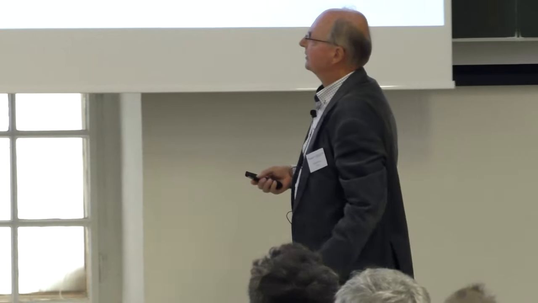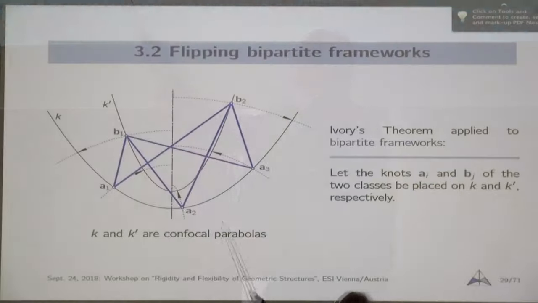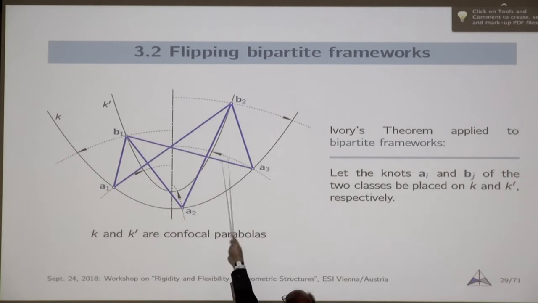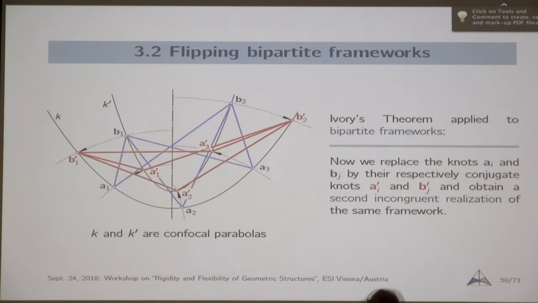And now think we have a bipartite framework. The points of the one type are on one parabola or conic, the other are on a confocal parabola. And now I switch, points from outside go inside, vice versa. And what we get is a second configuration, a second realization, and everywhere we see this length is the same as this length and so on. So the lengths are preserved.